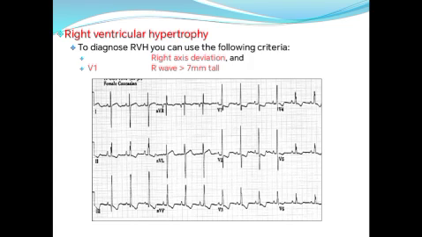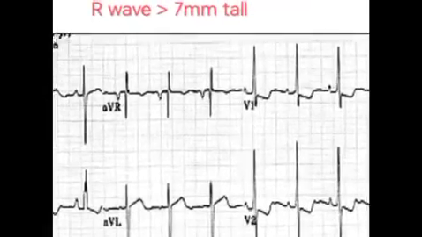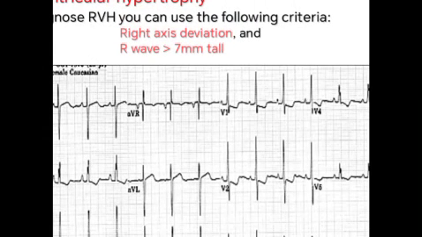To diagnose right ventricular hypertrophy, you can use the criteria: right axis deviation and an R wave more than 7 millimeters tall in V1. Here you see V1, we have an R wave. This is abnormal, because normally it is negative, but now it is positive. It is 7 millimeters tall, which means one big square plus two small squares, right? And we also have right axis deviation.